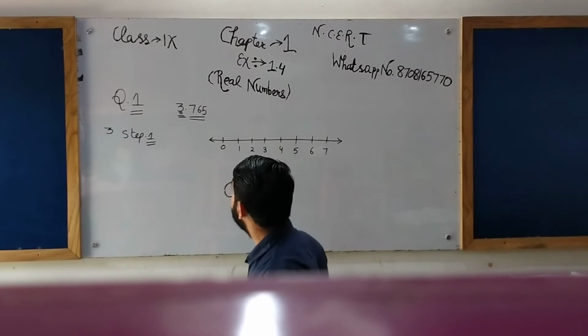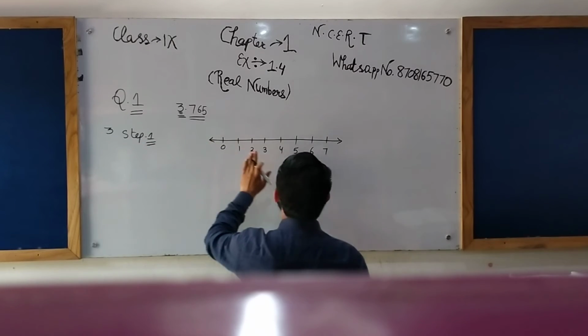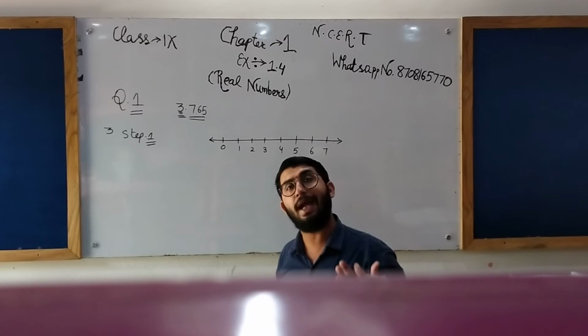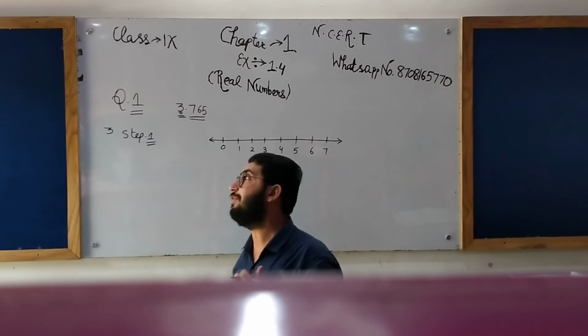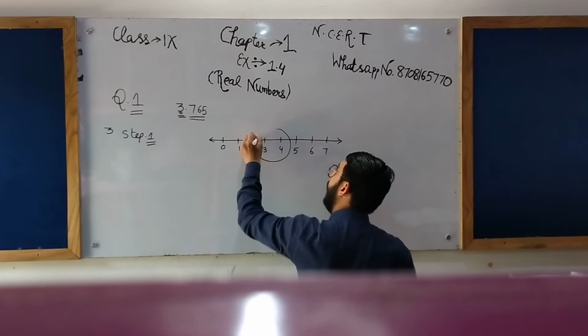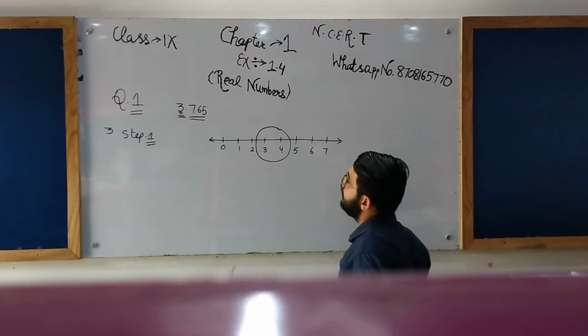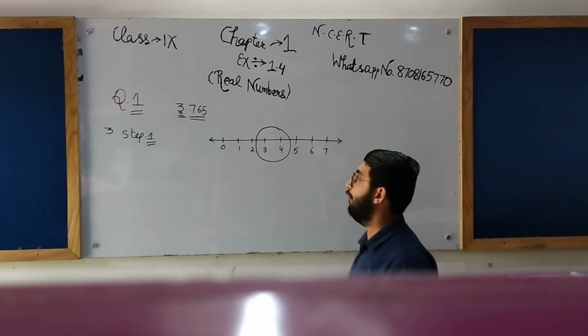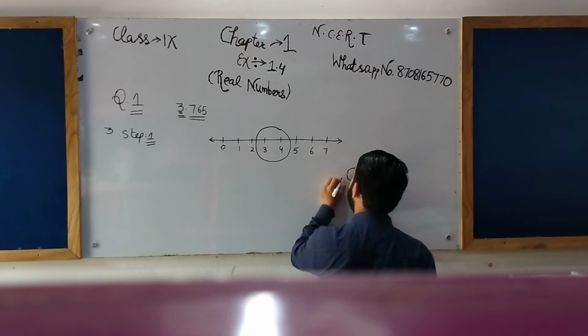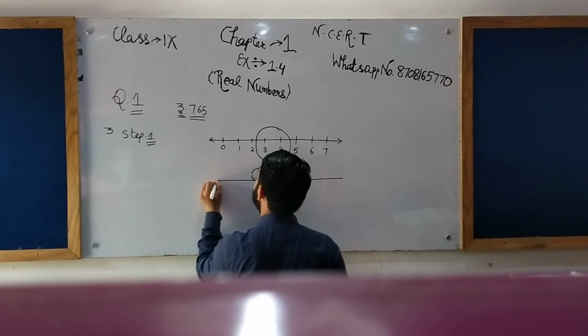Now the very second step. The first step is not yet completed because we were to represent that this number lies between 3 and 4. So I have circled these numbers, 3 and 4. Now I am proceeding towards step 2.